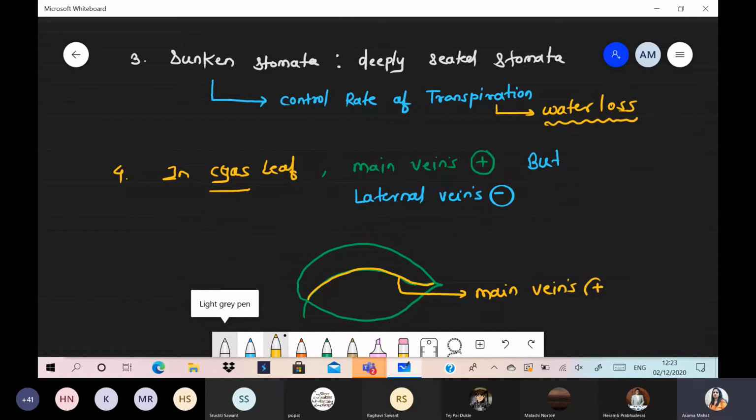So definitely in the case of cycas, main veins are present, but from those main veins many veinlets arise, which is represented by this blue color. This blue color is nothing but the side veins, also called the lateral veins. So now what happened? Such lateral veins are absent in the cycas leaf.